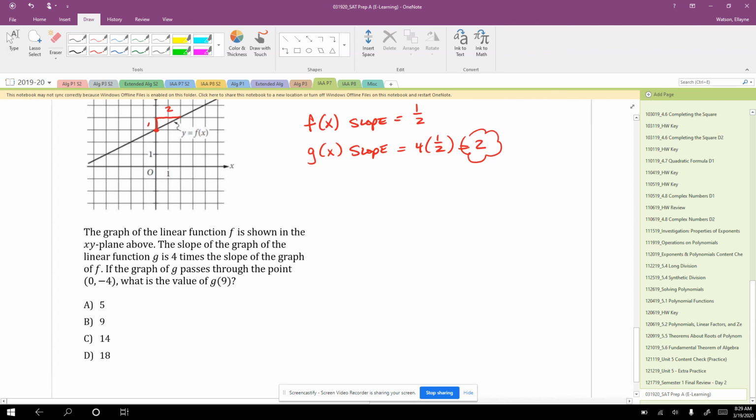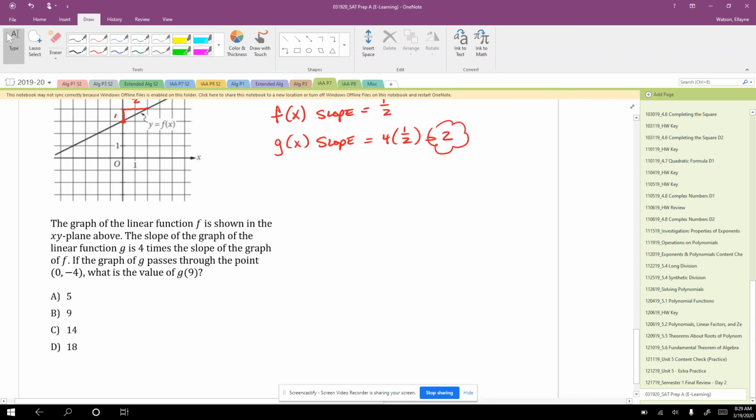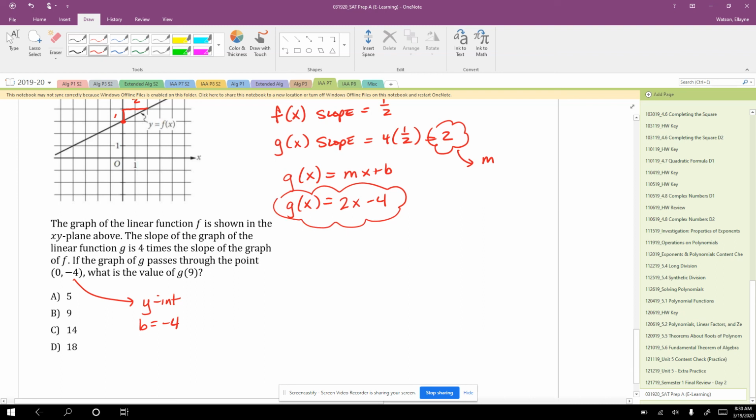And then it says the graph of g passes through the point (0, -4). Well, that is our y-intercept. Okay, which means that the equation of g of x, which is in the form mx plus b, is going to be our slope, which is 2, so 2x, and then our y-intercept, so that means b is -4, so minus 4. Okay, still not our final answer.